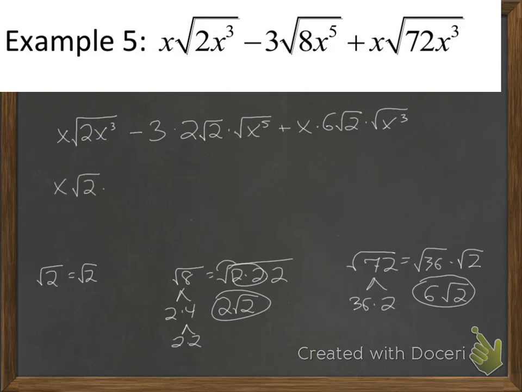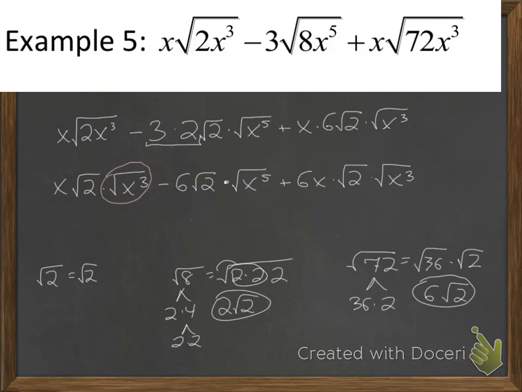So x times the square root of 2 times the square root of x to the 3rd minus 3 times 2 is 6. 6 square roots of 2 times the square root of x to the 5th power. Okay, x times 6 is 6x, so we have 6x times the square root of 2 times the square root of x to the 3rd power. Okay, so the pieces that still need to be simplified are this guy, and this guy.